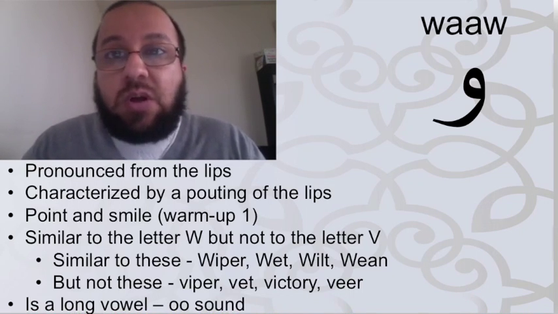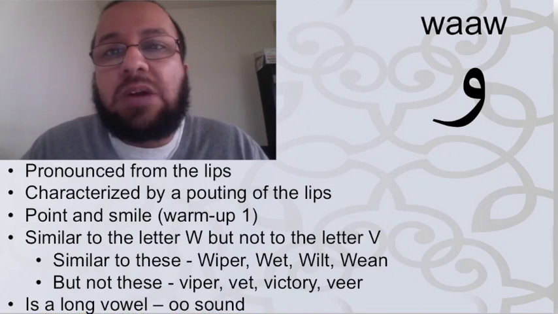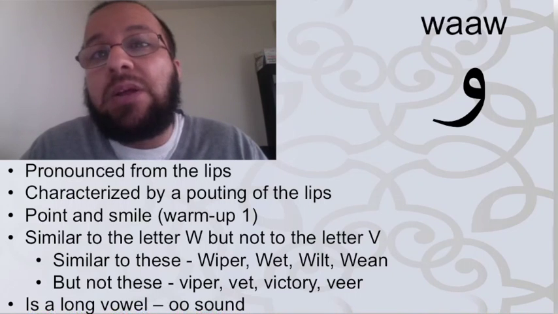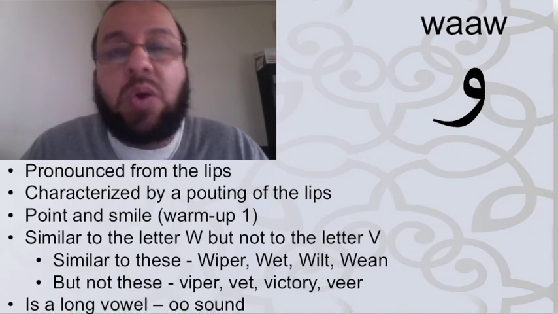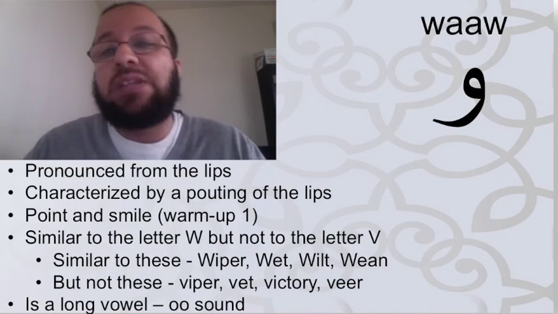This is one of the 3 long vowels in the Arabic language. It is a long vowel, and it sounds like the 2 O sounds. It sounds like oo. When it is combined with other letters, it sounds like the oo sound. And this letter is a long vowel.